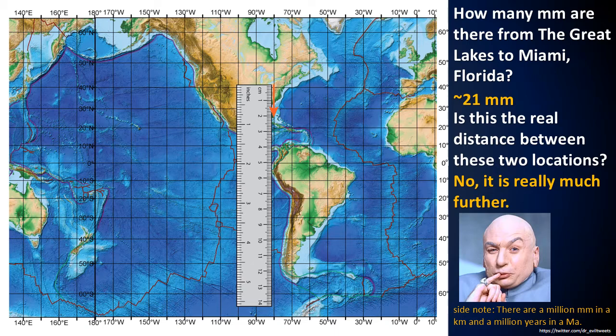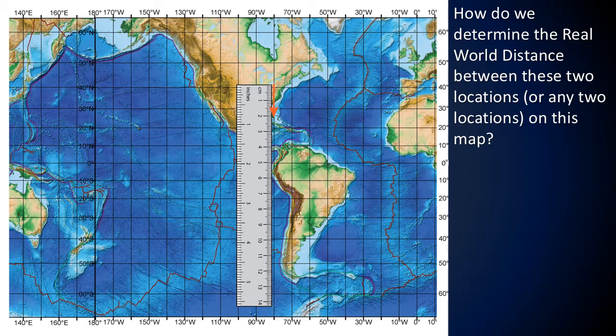How many millimeters does our ruler say? How do we determine the real-world distance between these two locations, or any locations on this map? We need to determine the scale of the map and formulate a map distance to real-world distance ratio conversion factor.